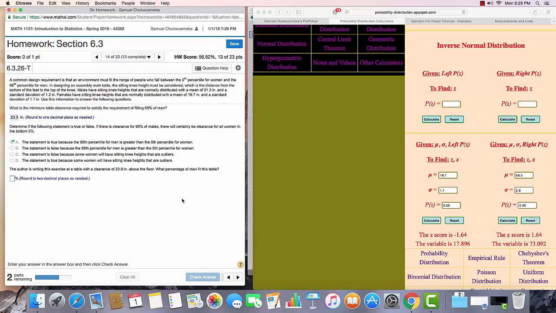The author is writing this exercise at a table with a clearance of 23.9 inches above the floor. What percentage of men fit this table? So here we are looking for the probability. So we're going to use probability.